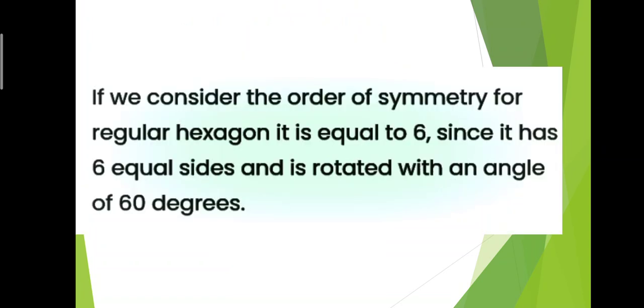If we consider the order of symmetry for a regular hexagon, it is equal to 6, since it has 6 equal sides and is rotated with an angle of 60 degrees.